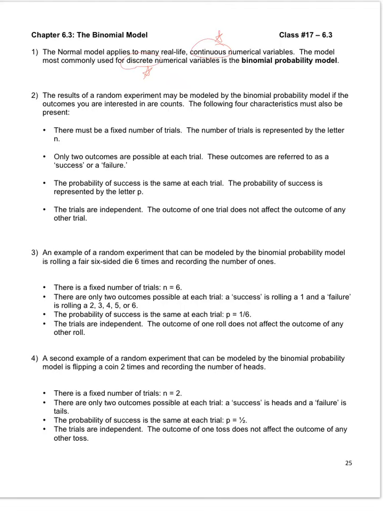Okay, so number two, the results of a random experiment may be modeled by the binomial probability model if the outcomes you are interested in are counts. The following four characteristics must also be present. So there must be a fixed number of trials. Number of trials is represented by the letter n. Only two outcomes are possible at each trial. These outcomes are referred to as a success or as a failure.